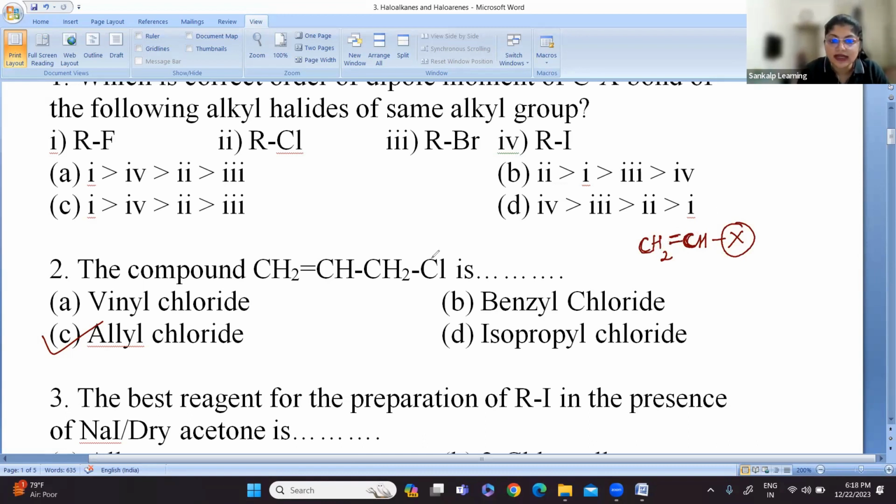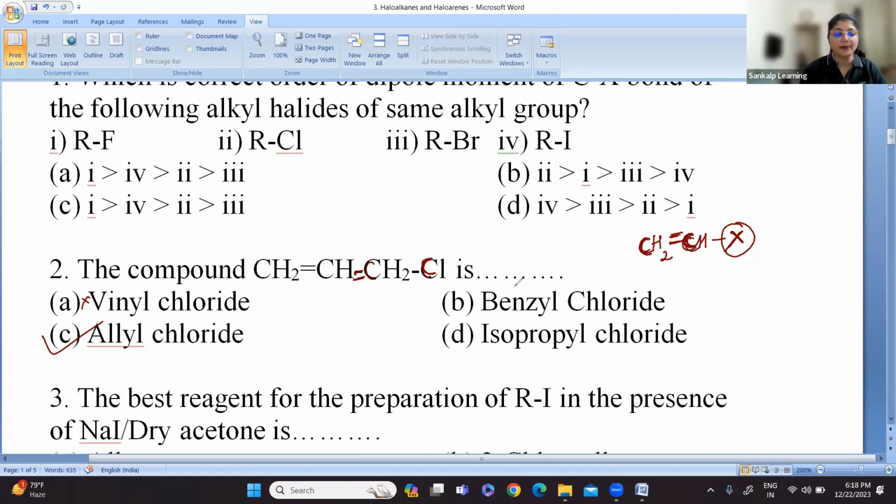So is the halogen atom attached to a carbon with a double bond? No. So this answer is discarded. So what is vinyl chloride? As I have said, in vinyl chloride the halogen atom is attached to a sp2 hybridized carbon of a C=C double bond. Fine. So this is wrong.